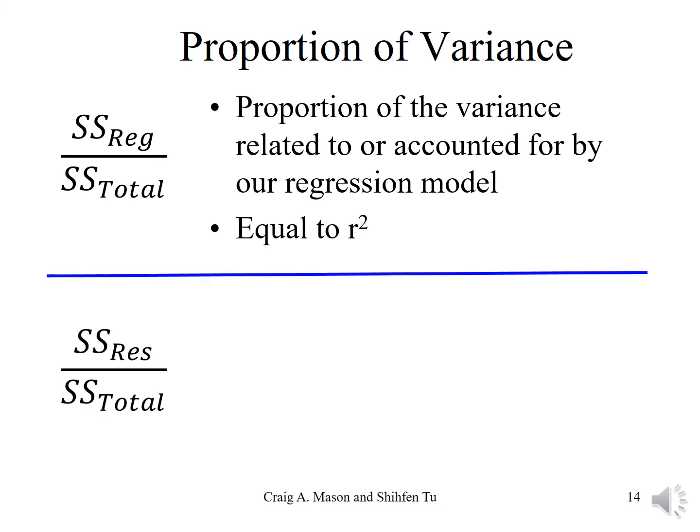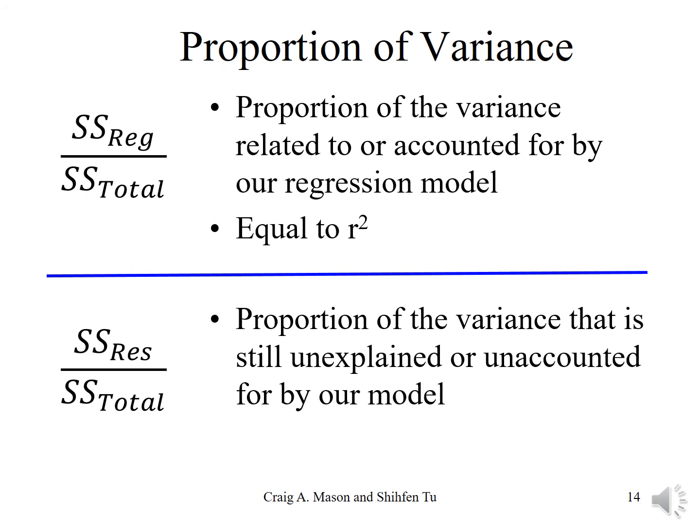Similarly, the sum of squares residual divided by the sum of squares total is equal to the proportion of the variance in the outcome that is not accounted for by our model. It's the proportion of the variance that we still don't understand, that error around our regression line. This is equal to 1 minus R squared. And these two proportions will always add up to 1 or 100% of the variance in our outcome.